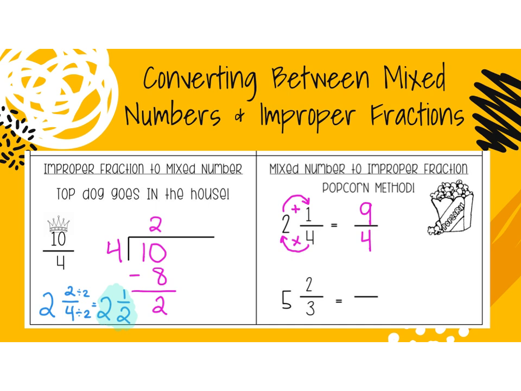For 5 2/3, we would multiply our denominator times our whole number. 3 times 5 is 15. And then add our numerator. 15 plus 2 is 17. Our denominator, 3, will remain the same. So our improper fraction for 2 1/4 is 9/4, and our improper fraction for 5 2/3 is 17/3.